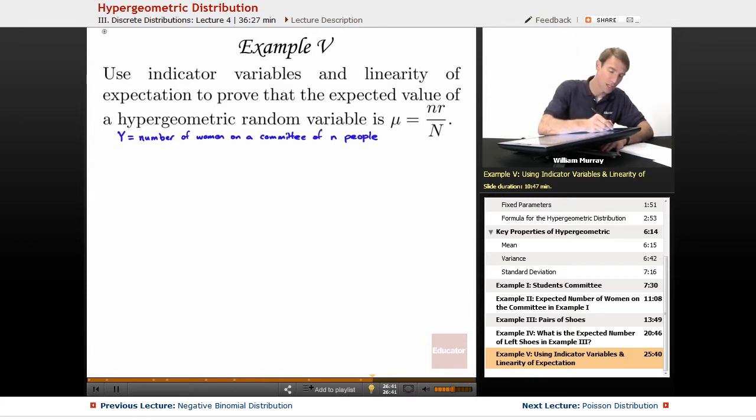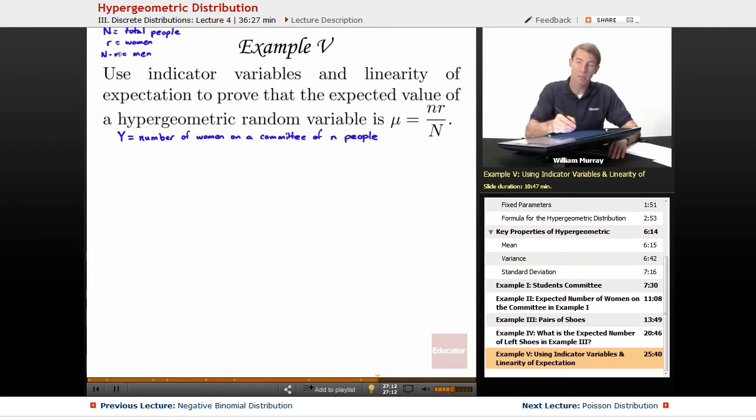And we have several parameters here. Capital N is the total number of people in the room that we're going to pick from. Among those total number of people, R is the number of women, and capital N minus little r is the number of men. Then we're going to pick a committee of little n people, and we want to find the expected number of women.